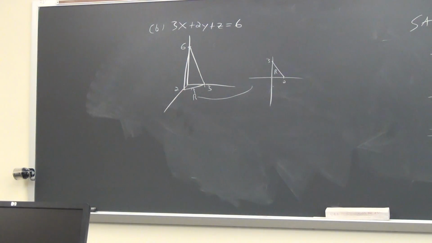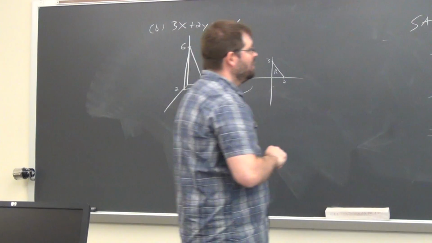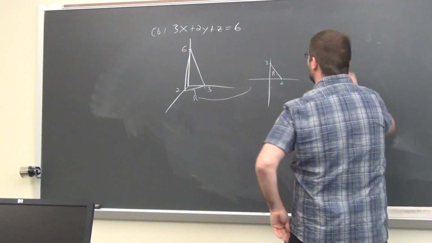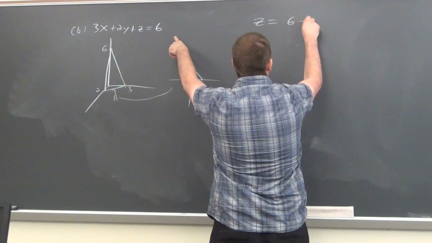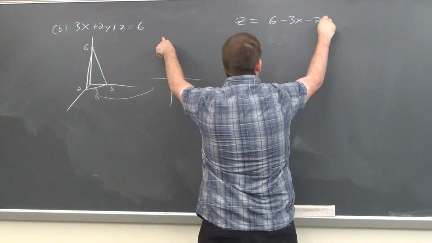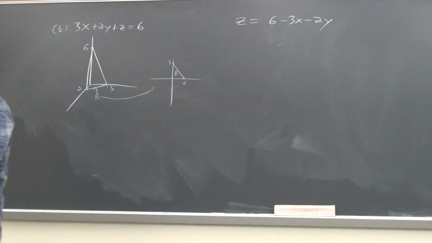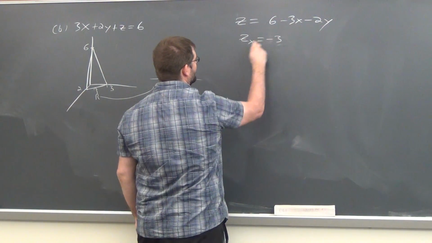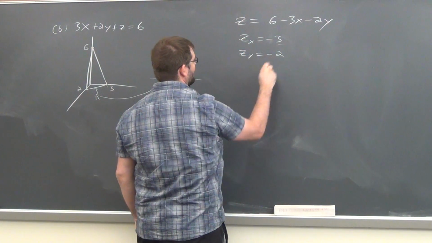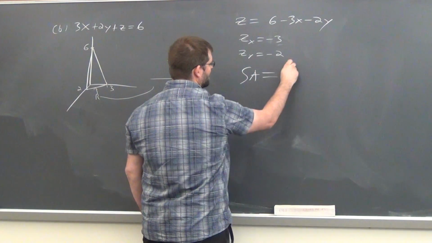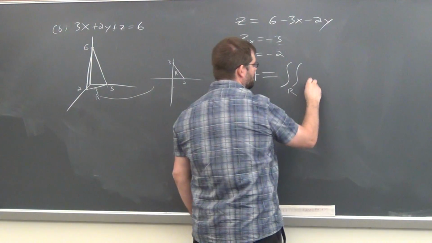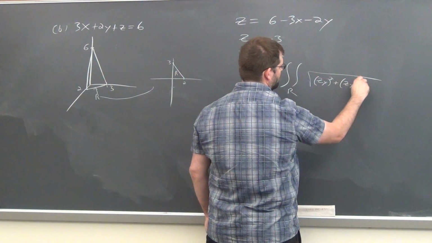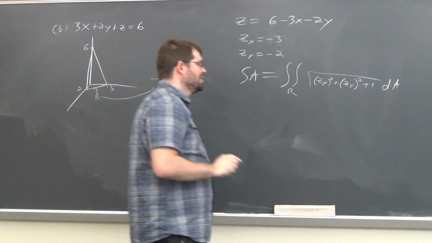And so before we even bother figuring out what the R is, let's set up our integral. Same surface area formula. Solve this for z, in this case: 6 minus 3x minus 2y. And so your partial derivatives, I'll just write them out. z sub x is negative 3, z sub y is negative 2. And so when you set up your surface area, it's the double integral over your region of the square root of, right? And this is just like everything.